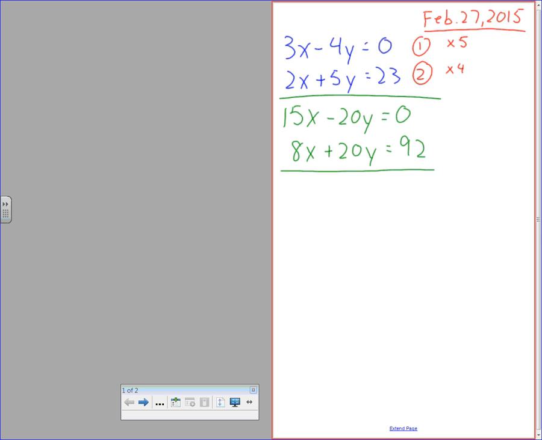So what we're going to want to do is add top-down together. So 15x and 8x is going to be 23x equals 92. And again, this is going to work out to be 0.